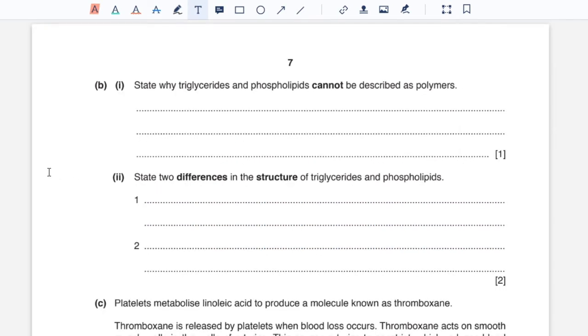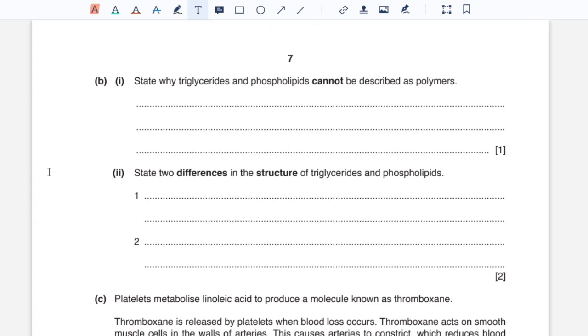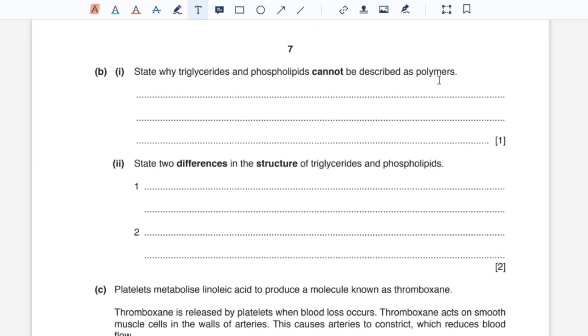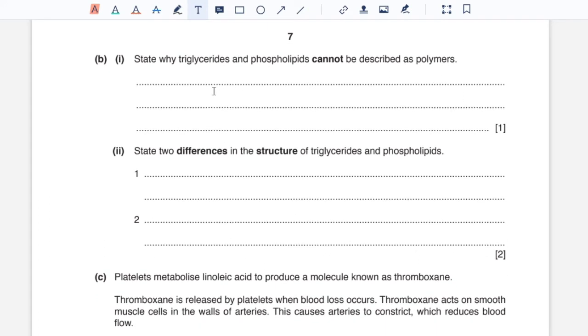B1, state why triglycerides and phospholipids cannot be described as polymers, because polymers are larger molecules made up of repeated monomers, which phospholipids and triglycerides are not. B2, state two differences in the structures of triglycerides and phospholipids. So triglycerides have 3 fatty acids as opposed to 2 in phospholipids, and triglycerides also do not have a phosphate group unlike phospholipids.